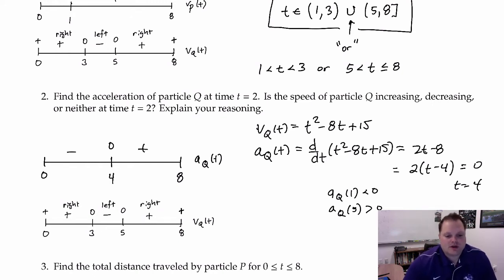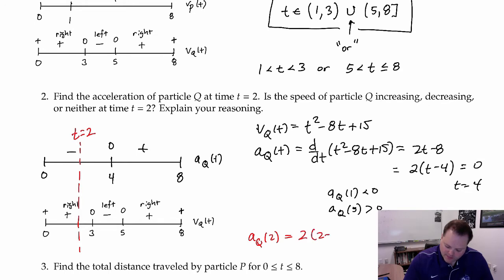Okay, so here's what you need to be aware of for this problem. And this can be very tricky. We're looking at it specifically. You were asked to find the acceleration of the particle at time 2. So time 2 would be right here. So at time 2, the acceleration, if we plug it into the formula, would be 2 times -2 or -4.